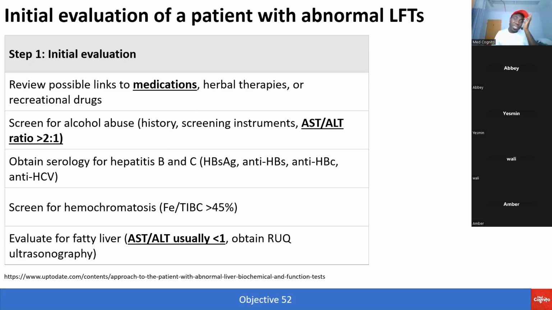Number 2, we just talked about alcoholic liver disease. So screen for alcohol use, and you can use the CAGE questionnaire.